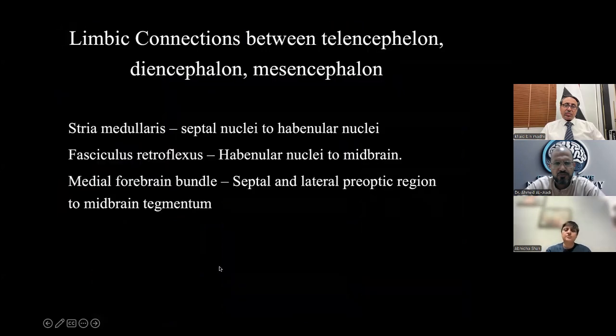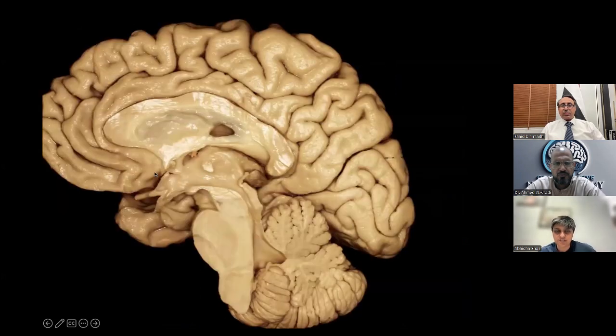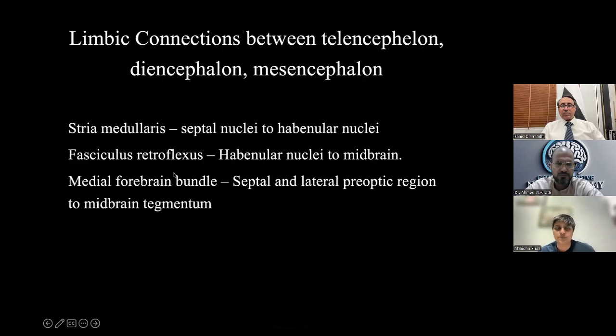So lastly, there are some connections between the limbic system, the telencephalon, diencephalon, and mesencephalon. This is the stria medullaris. It runs from the septal nuclei here and goes all the way to the superior leaf of the pineal gland, which is the habenular commissure. So this structure here is the stria medullaris thalami. The fasciculus retroflexus is from the habenular nuclei to the midbrain, going all the way from the habenular commissure down. And this is the medial forebrain bundle from the septal and lateral preoptic region going to the midbrain tegmentum.